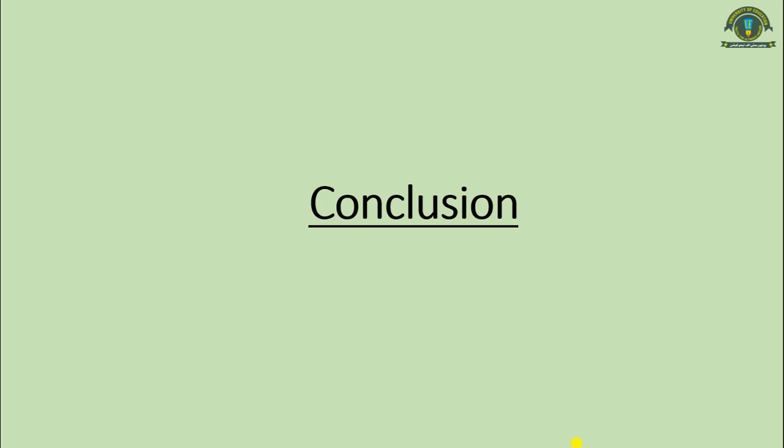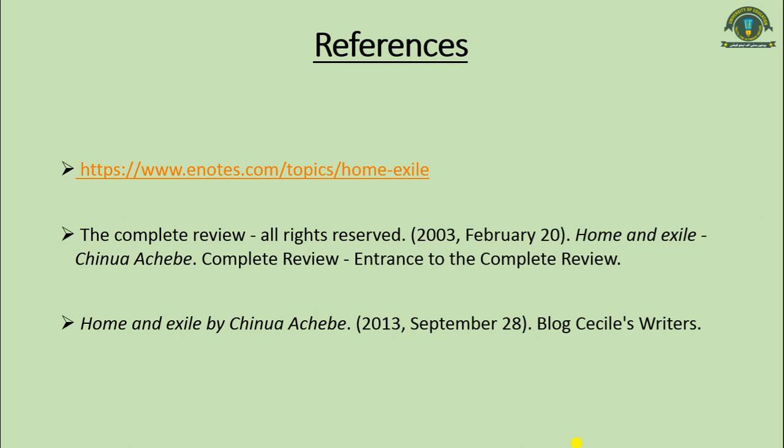There is not much data provided on the internet about this. These are the three references from where I retrieved this data, but there are other references that I was unable to retrieve, and that is why I didn't put them here. You can visit these sites, or you can search on your own for more data. But nothing much is available about Home and Exile, unlike the works we have previously discussed, like The Famished Road, The Lion and the Jewel, and Things Fall Apart. There is so much available on those works, but there isn't much available about this work.